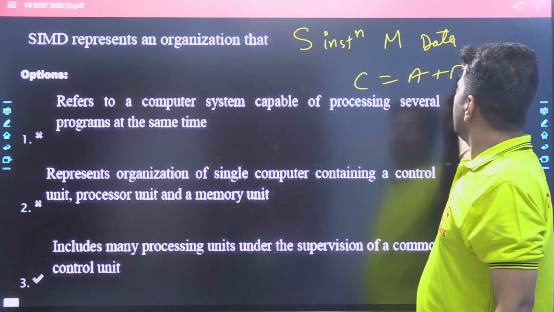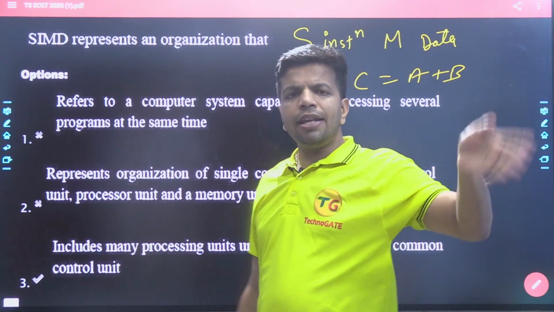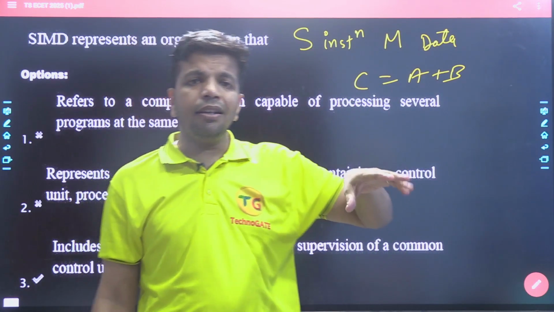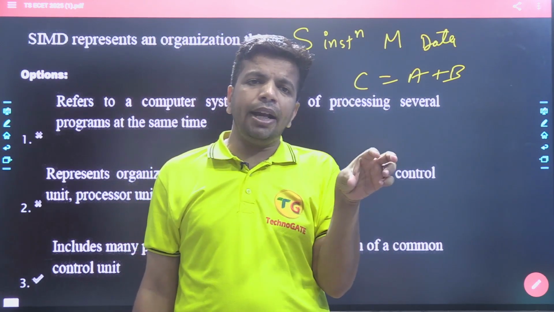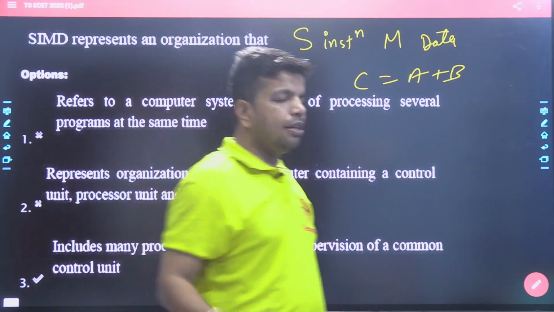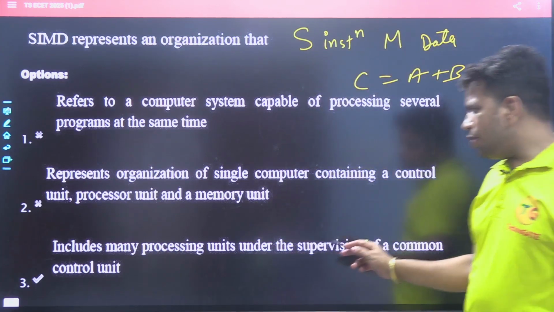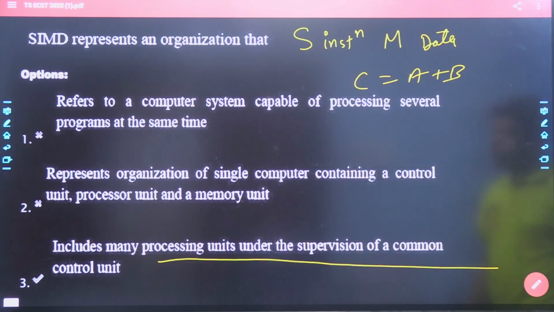to A plus B. Now the values of A and B are going to change. You need to perform the addition. Your CPU is the same, it is going to perform addition. You can replace the data, you can change the data. So it includes many processing units under the supervision of a common control unit.